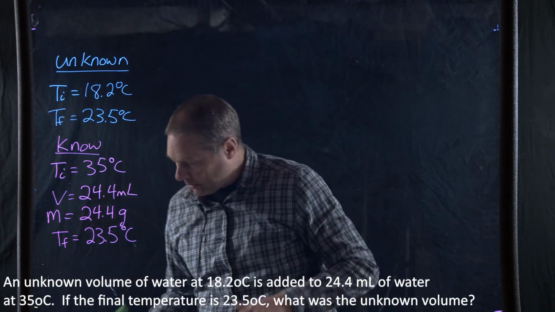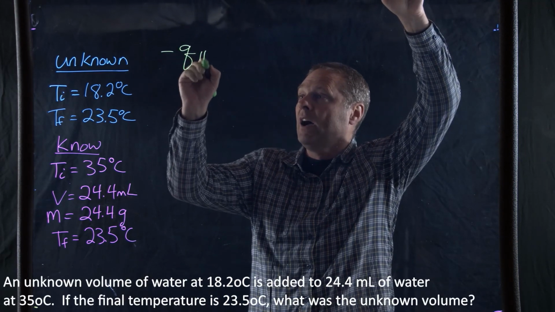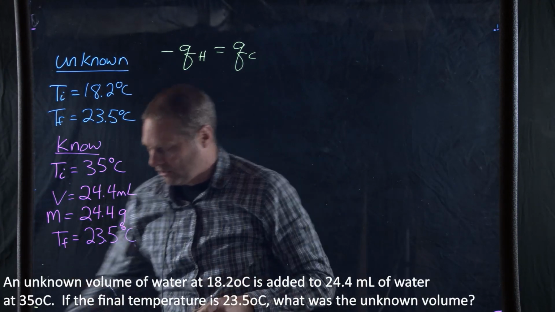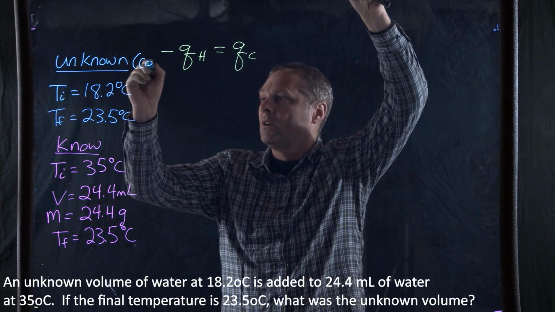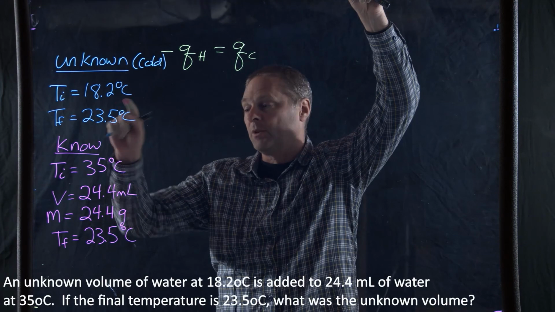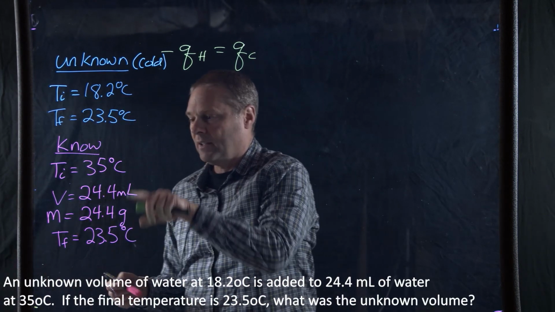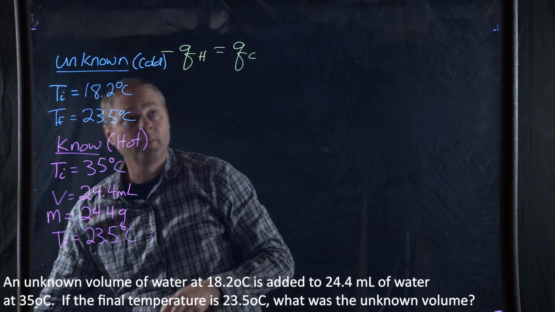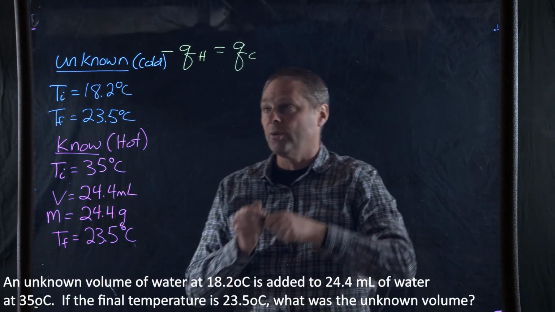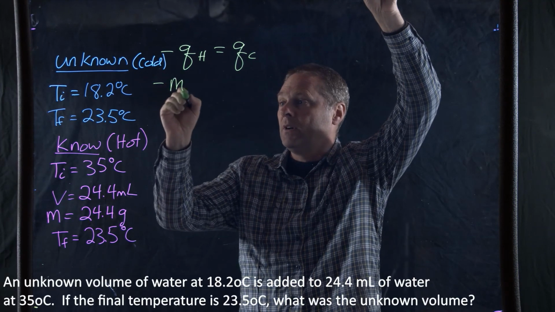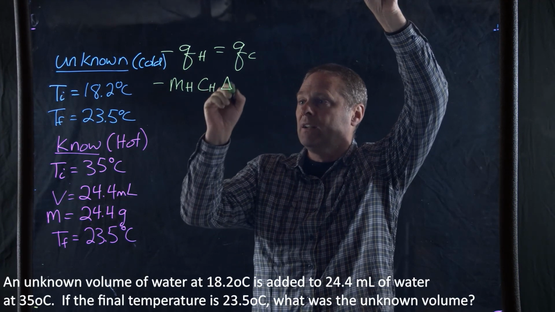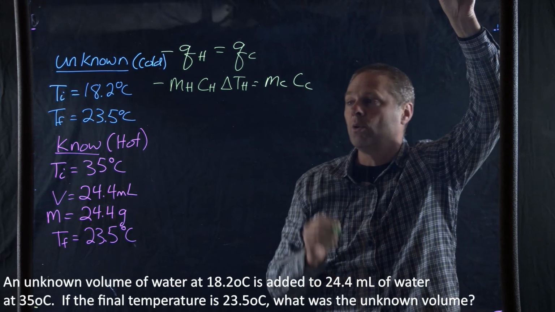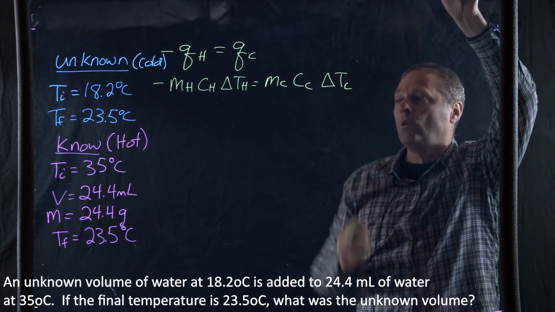So the equation we have is minus Q of the hot is equal to Q of the cold. Now, when I say hot and cold, what I mean is initial. The unknown is the cold because it's at a lower temperature than the hot. The initial temperature of 35 degrees Celsius is going to be the hot. If we write this out, this is minus m of the hot, specific heat of the hot, delta T of the hot, is equal to the mass of the cold water times the specific heat of the cold water times the change in temperature of the cold water.